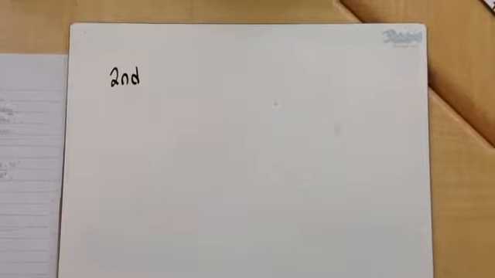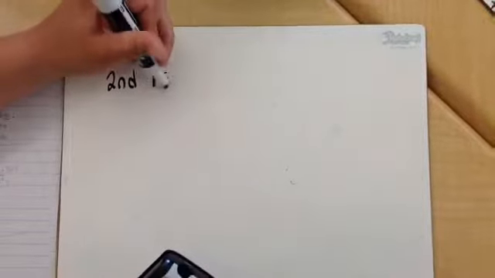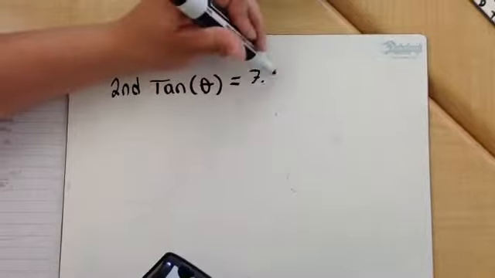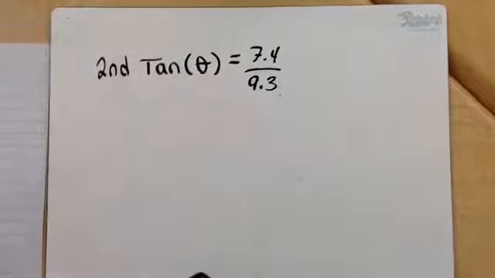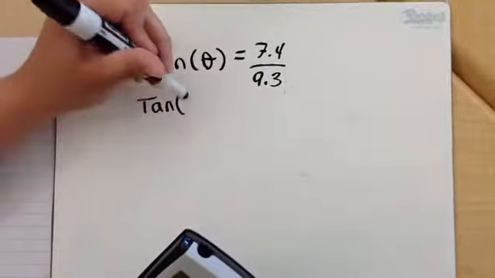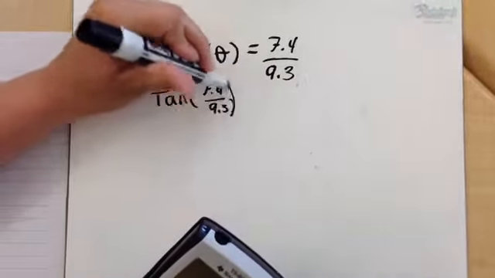Okay, here we go. So on your calculator, write second, because we can't find the angle by just using the regular tan button. So we're gonna just put this here as a reminder. And then you write out tan of theta, so we don't know the angle, equals 7.4 over 9.3. That is your opposite over adjacent. And then we just write it out again like this. This is what's going into your calculator.